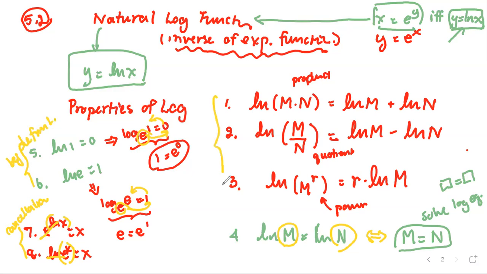Okay, and these three are the properties that you're going to use more than anything else: product, quotient, and power. So this is the quick summary for 5.2.